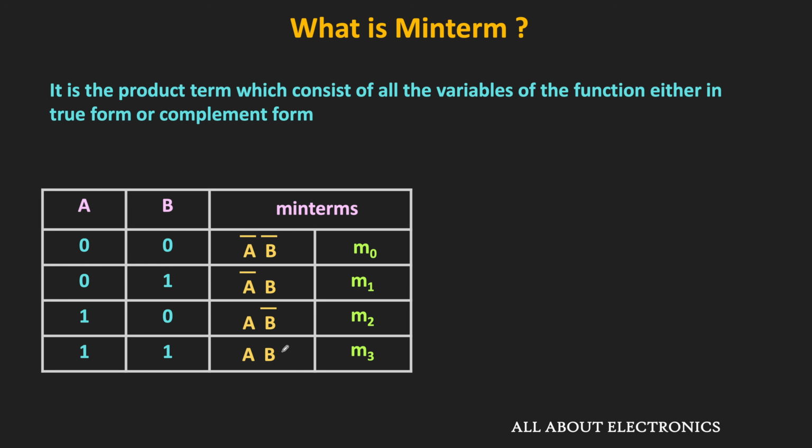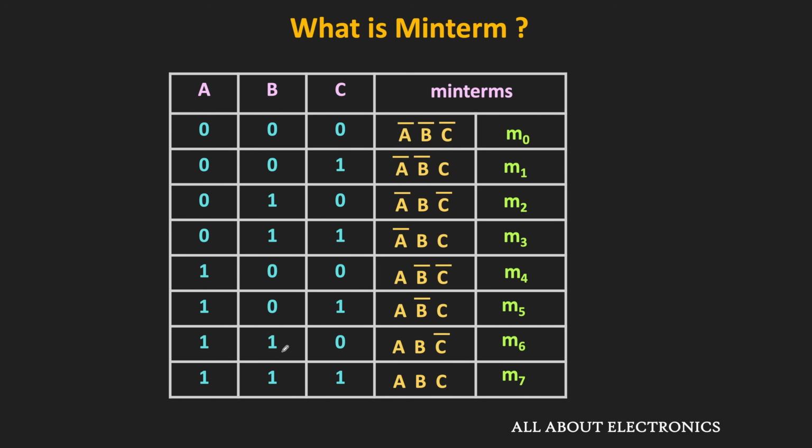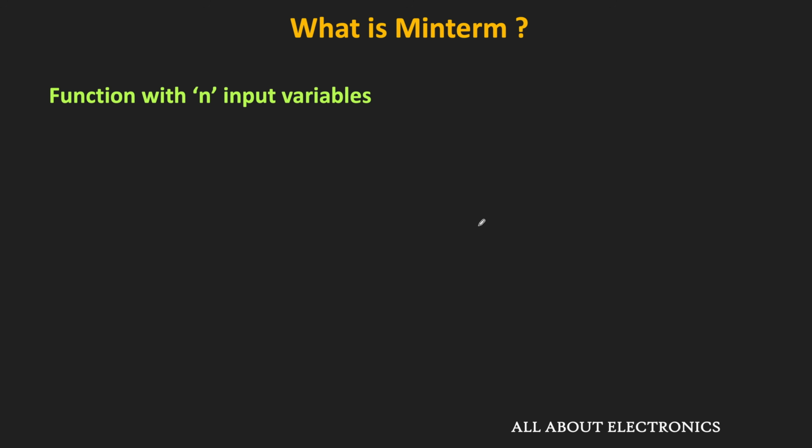Similarly, for the three variables, following are the minterms. Now, since the minterms are the product terms, its output is 1 only for the specific input combination. For example, this minterm a bar dot b bar dot c bar is 1 when all the inputs are 0. Likewise, this minterm m3 is 1 when the input a is equal to 0 and the inputs b and c are 1. And likewise, the output of each minterm is 1 only for the specific input combination. So as you can see, for the 3 input variables, there are total 8 minterms. Or in general, for the n input variables, we have total 2 to the power n minterms.